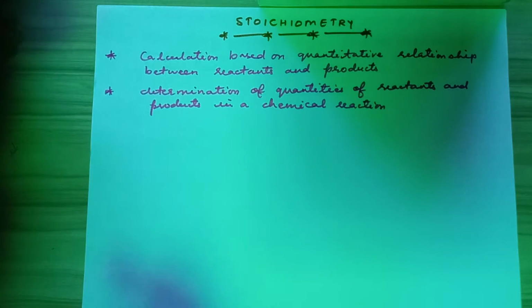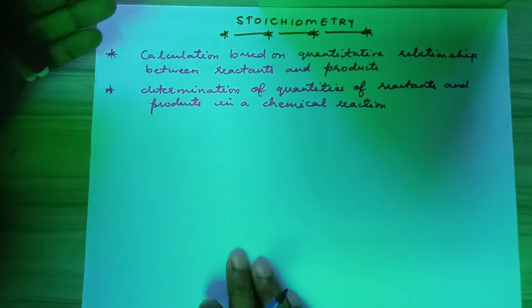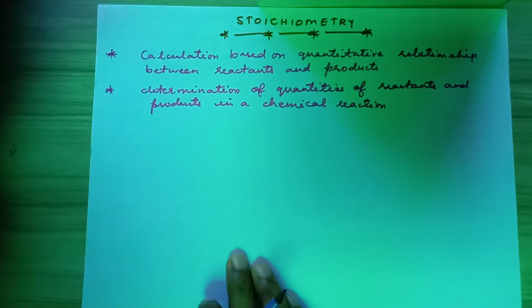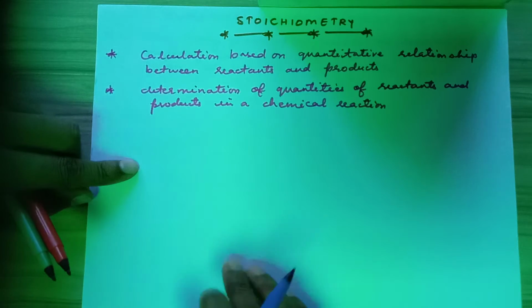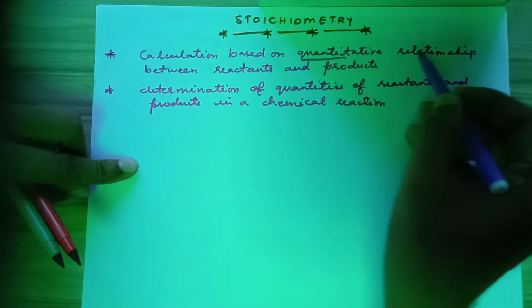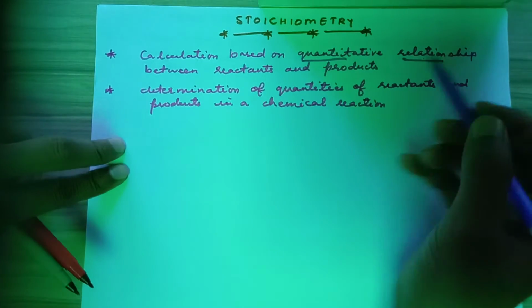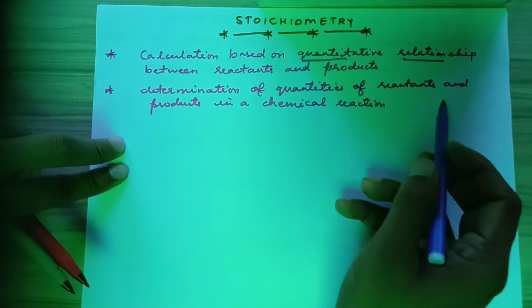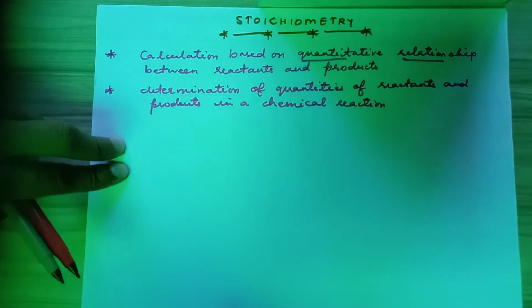Let's learn stoichiometry based calculation. So let's define stoichiometry. Generally, stoichiometry is related to calculation based on the given equation which contains reactants and products. That is calculation based on quantitative relationship, or we can say determination of quantities of reactants and products in a given chemical reaction.